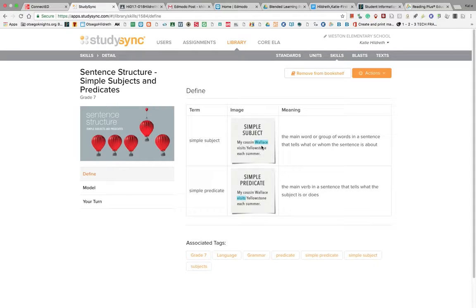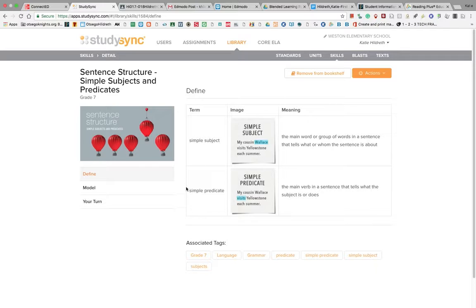So if you look, they highlighted the word Wallace. Wallace is a noun, and if you remember from the other day, we talked about nouns and pronouns. Nouns are words that name a person, a place, a thing, or an idea. So they're going to tell you who or what is doing something in the sentence or what it's about. Or, which they didn't show you in this example, but there's also pronouns, which are like he, she, or they. Okay, so simple subject, Wallace is our example. It is the main word or group of words that tell us what or whom the sentence is about.